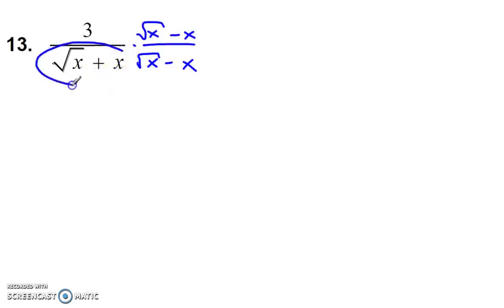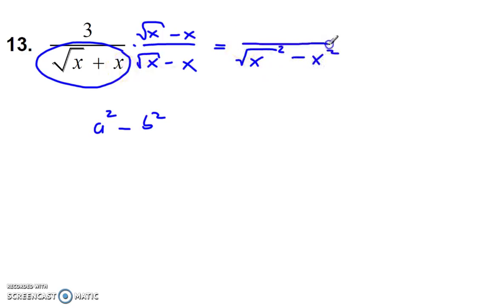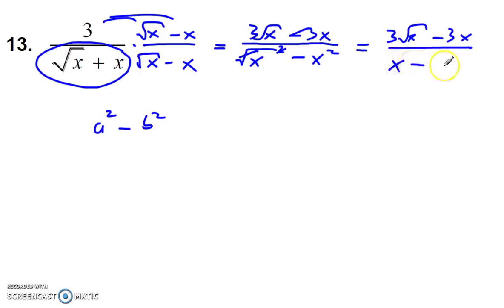If you have a sum or a difference, you have to use a conjugate, because then you get the first term squared minus the second term squared. Okay, so in this case a is radical x, so I'll write this out so you can see what we have here. First term minus the second term is x squared. And then on top, distributive property, 3 radical x minus 3x. And here, the square and the radical cancel out. Then you have 3 radical x minus 3x over x minus x squared.